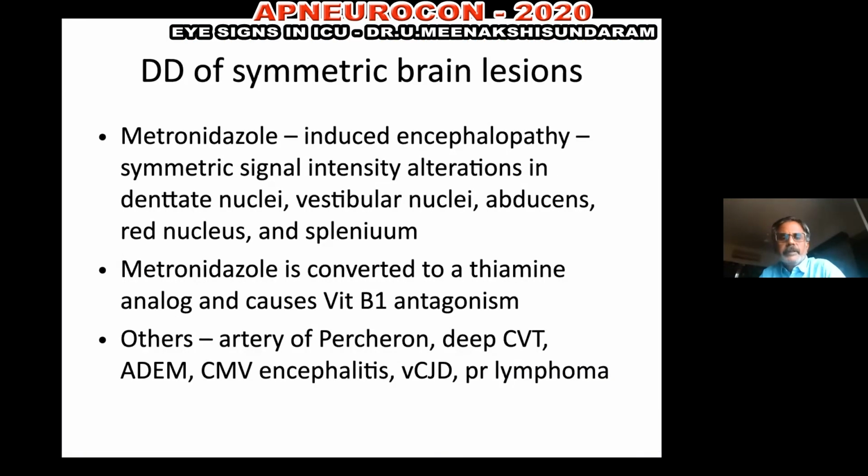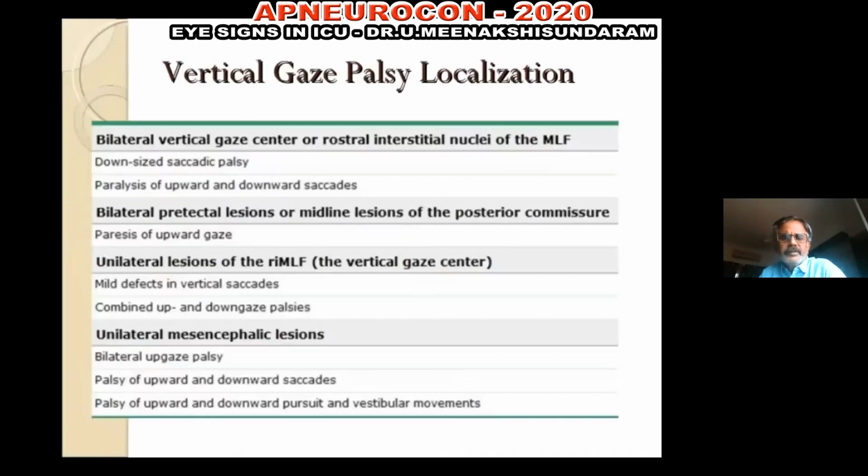So this is a DD, just on one point, that metronidazole can present like a Wernicke's encephalopathy because metronidazole is converted to a thiamine analog and causes vitamin B1 antagonism. The others include the artery of Percheron, as we have seen, deep CVT, ADEM, CMV encephalitis, variant CJD, primary lymphoma, and now we must add anti-MOG antibody. I'm sorry, I didn't add that here.